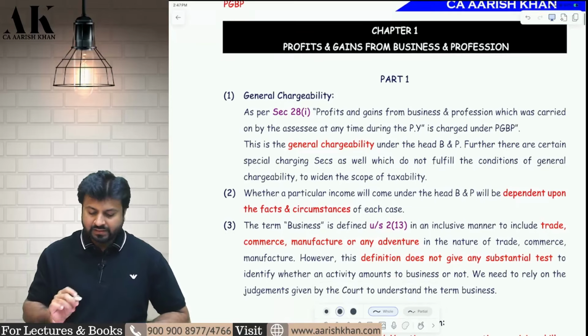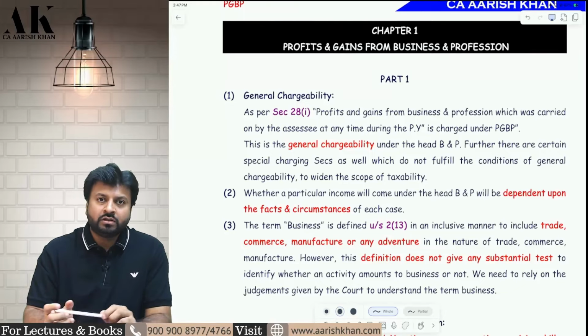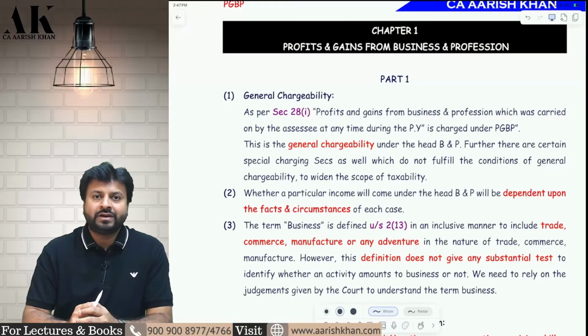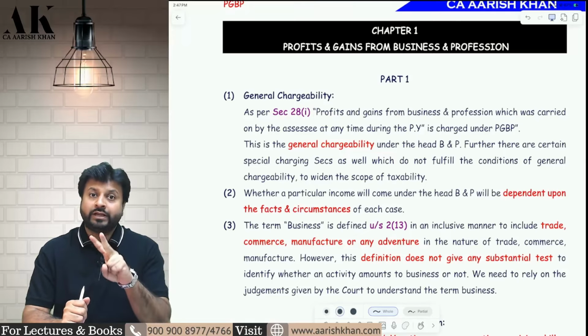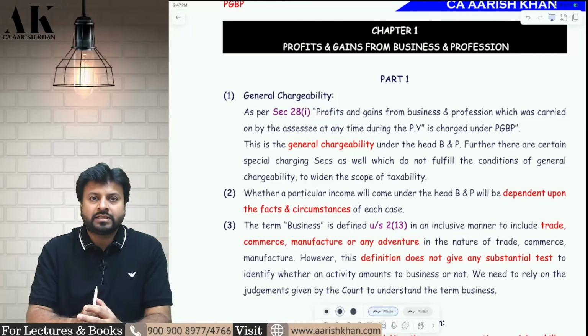Let's start. The provisions of profits and gains from business and profession are spread out from section 28 to section 44DB. So these 17 sections cover all the provisions of PGBP that we are going to revise in this chapter. Section 28, the first section of business and profession, talks about the charging section. And in this section 28, there are two types of charging section. One is a general charging section, another is a special charging section.